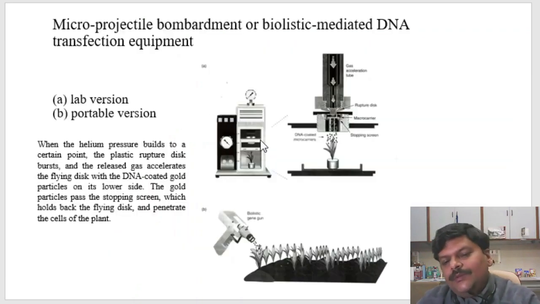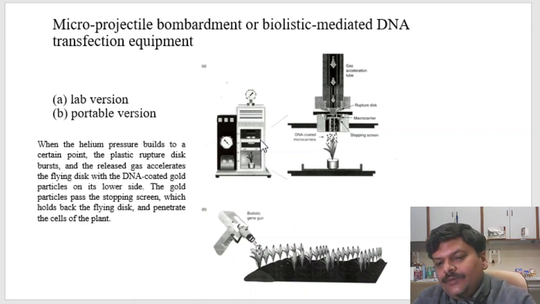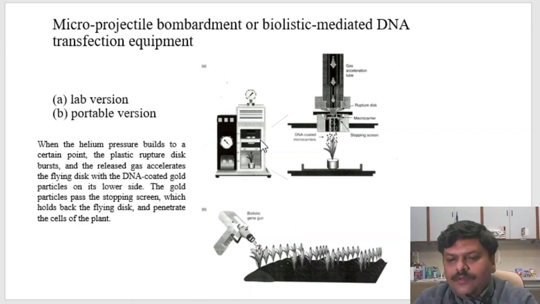Another method for stable plant transformation is the biolistic method, popularly known as the gene gun method. There are two versions of this machine available. One is the laboratory version, which is used for making stable transformations, and the other one is the field method, where we need to transform only a group of cells for some time.